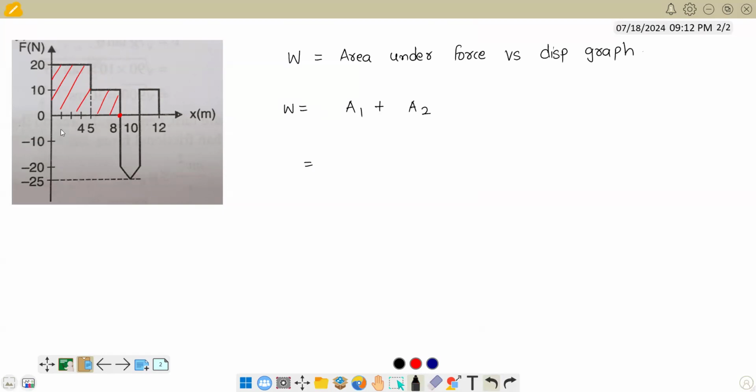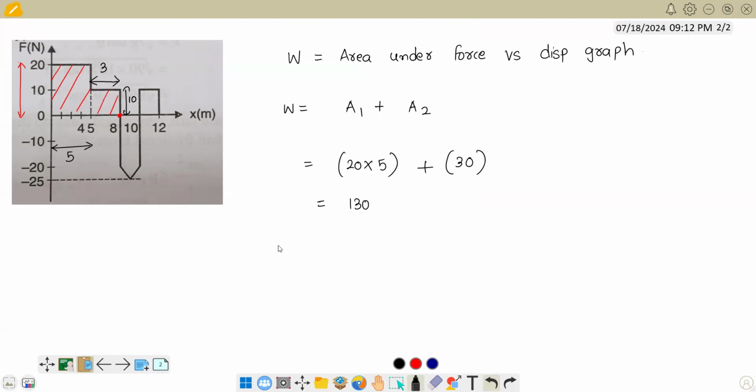Area is base into height. This is 5 and this is 0, so this length would become 5 minus 0, which is 5. And this height would become 20 minus 0, so it would be 20. So A1 would be 20 into 5, plus A2: this is 5, this is 8, so 8 minus 5 would be 3. And this height is 10 minus 0, so it would be 10. So 3 into 10, 30. So we will get 100 plus 30, 130.